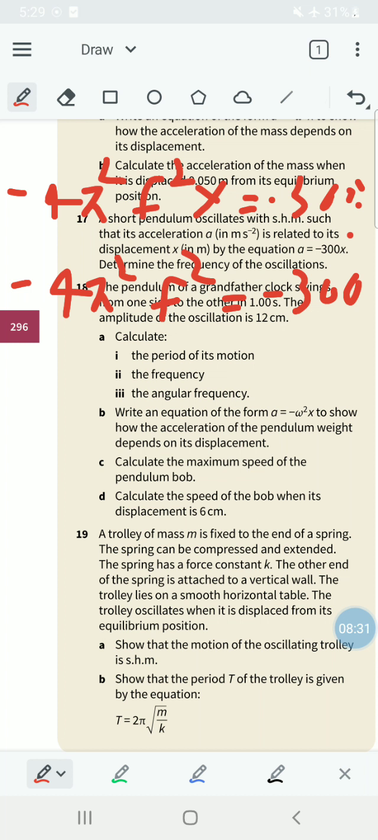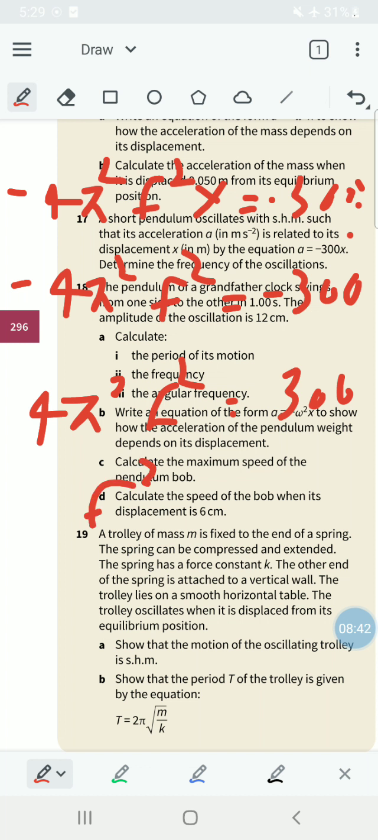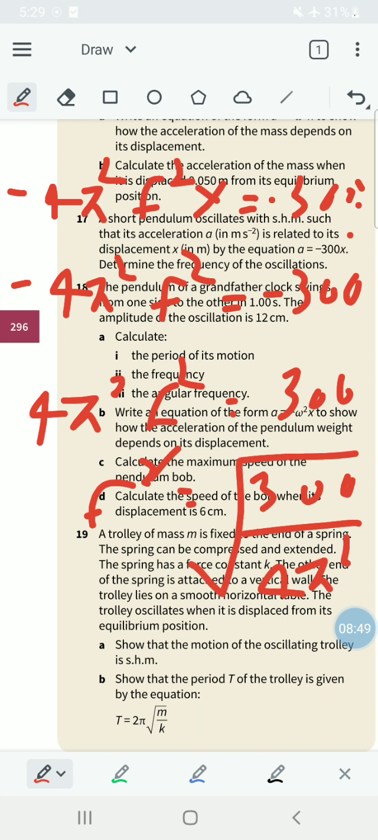Negative to negative gets cancelled out. Then you are left with 4 pi squared f squared equals 300. Then you divide: f squared is equal to 300 divided by 4 pi squared, and then you take the square root. Then this to this gets cancelled out, and finally you will get f to be 2.76 hertz. If you did not understand, please let me know.